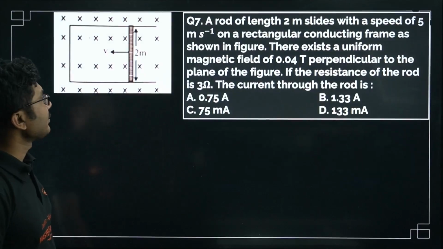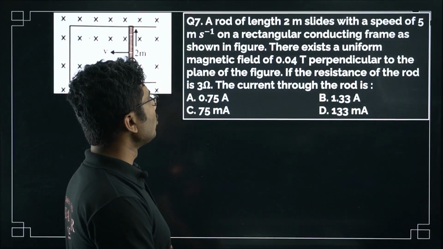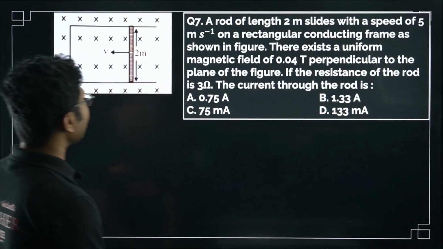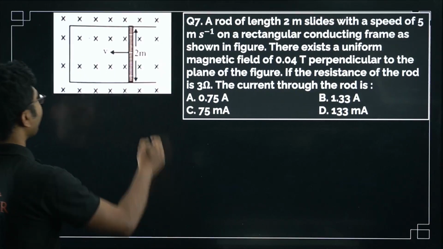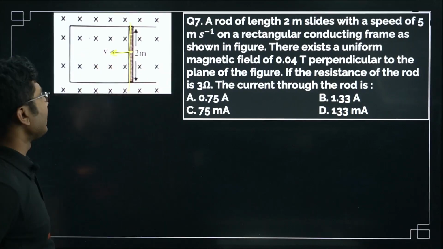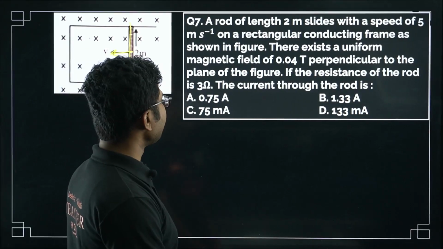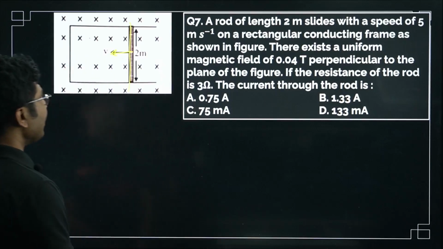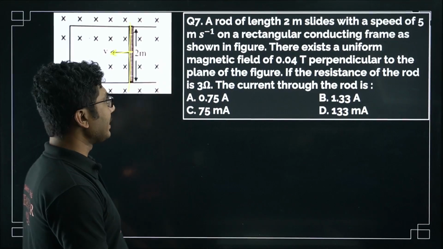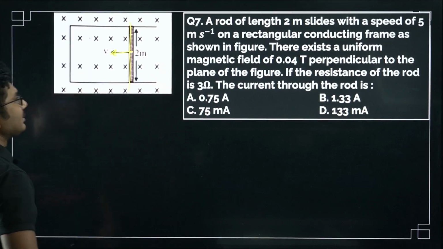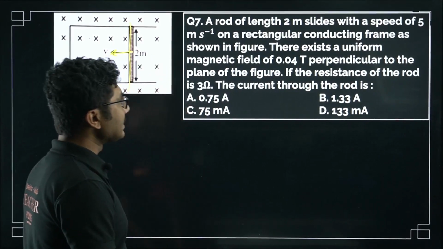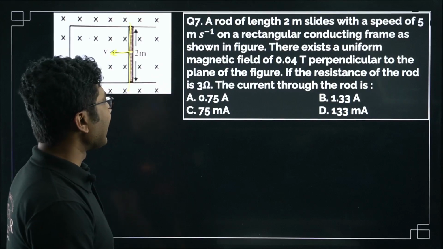Okay, next question. A rod of length 2 meter slides with the speed of 5 meter per second on a rectangular conducting frame. So this rod is sliding along the rectangular conducting frame as shown in the figure. There exists a uniform magnetic field of 0.04 Tesla, perpendicular to the plane of the figure. If the resistance of the rod is 3 ohm, the current through the rod is.